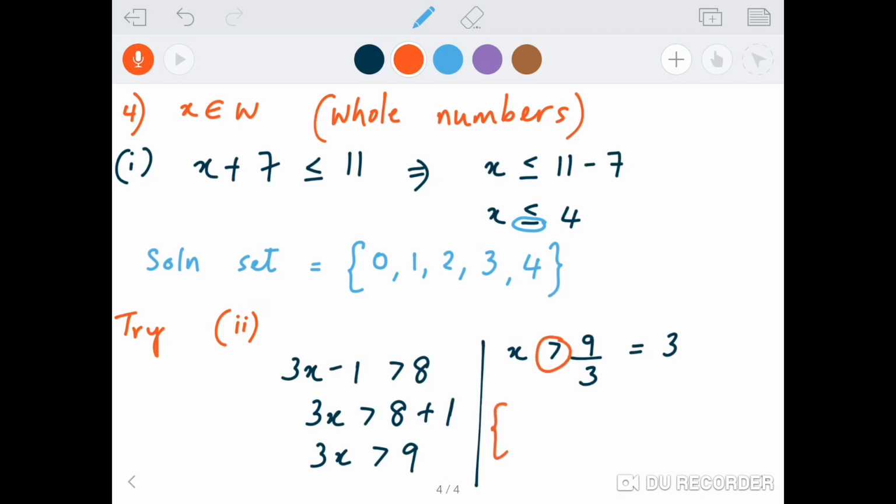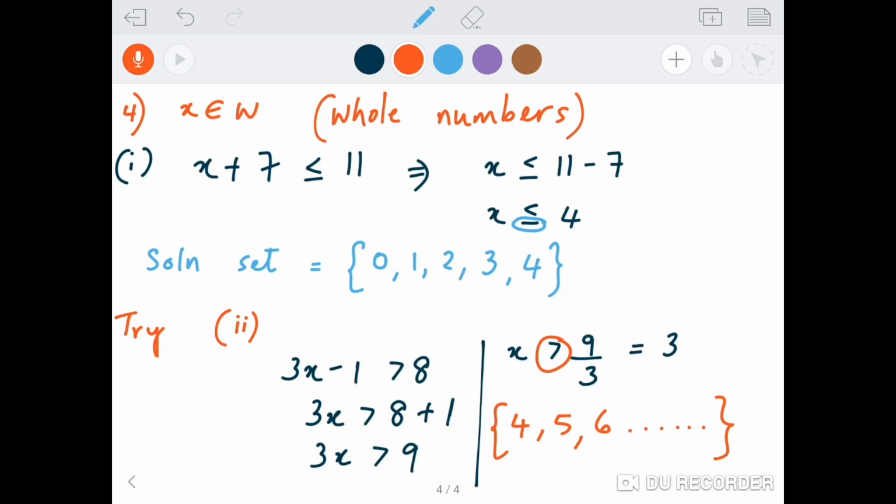Can you think of all whole numbers that are greater than 3? Since they're greater than 3, I cannot include 3. So I need to start with the next whole number, which is 4, 5, 6, and it goes on till infinity. So you're basically listing down all whole numbers that are greater than 3. That would be your solution set, and that's your final answer.